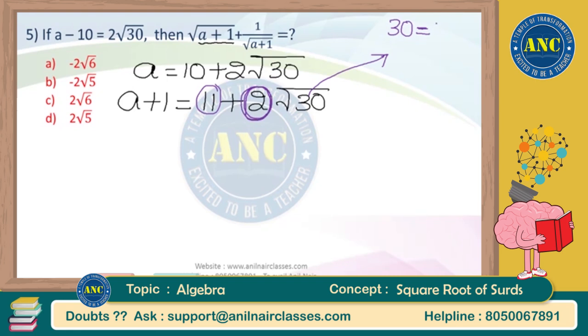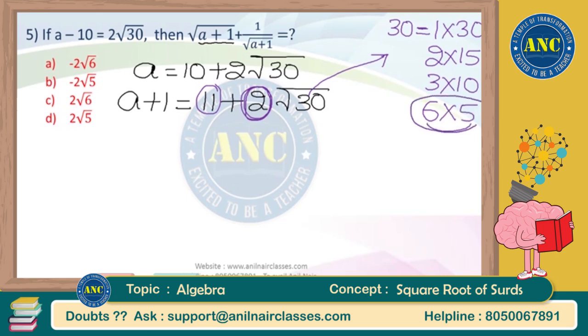So, root 30. 30 is 1 into 30. No, 1 plus 30 is not 11. Ruled out. 2 into 15. 2 plus 15 is not 11. Ruled out. 3 into 10. 3 plus 10 is not 11. Ruled out. 6 into 5. 6 plus 5 is 11. Yes, this is the case I was looking for. That means root 30 is root 6 into root 5. Now 6 plus 5 is also 11. So directly you can write it as root 6 plus root 5 whole square.